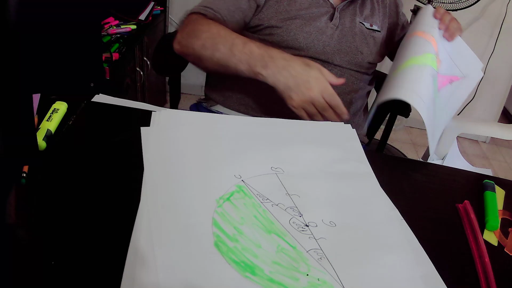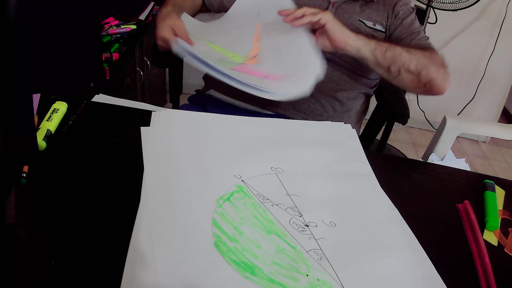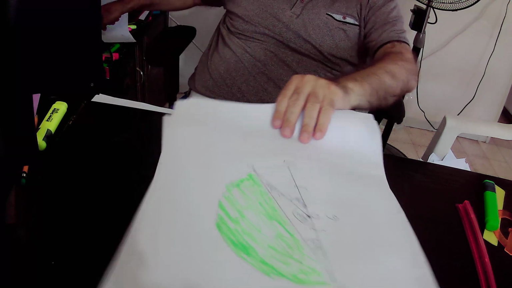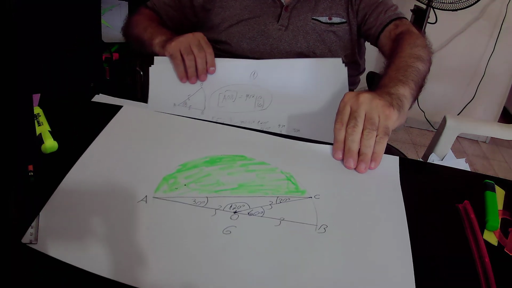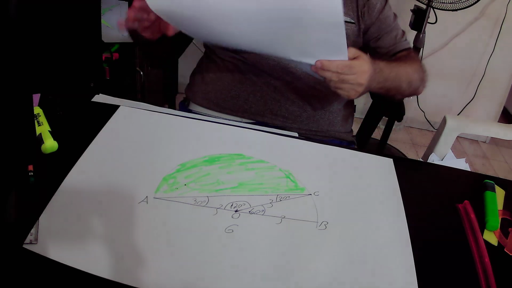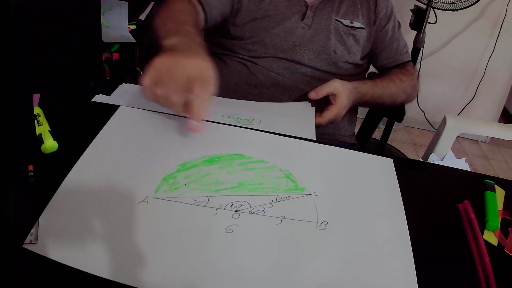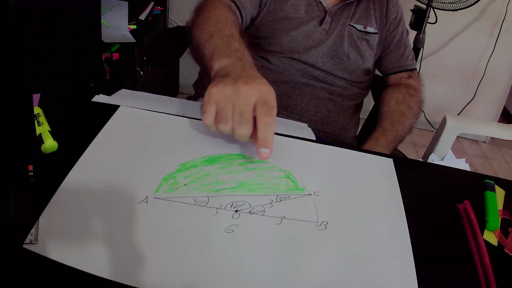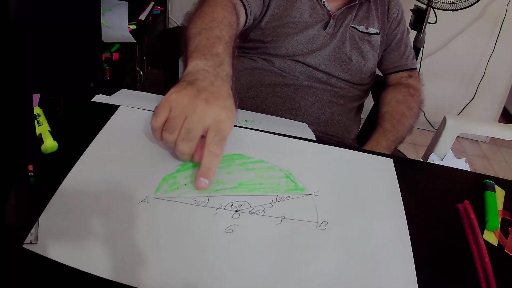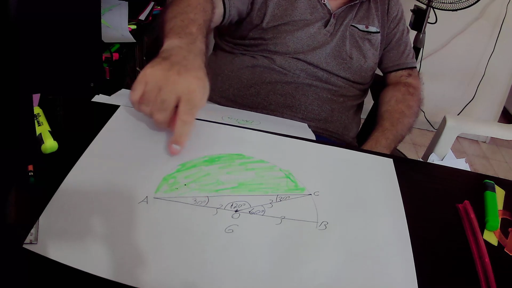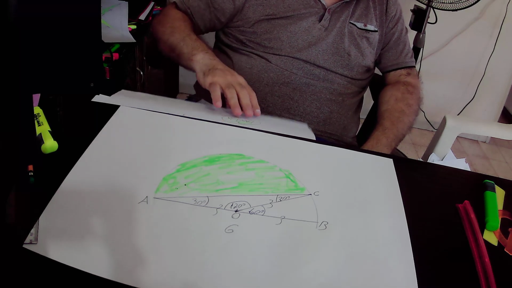So in the drawing we have a semicircle, and we know that AB is the diameter of the semicircle, that is equal to 6 units. Angle OAC, this angle equals 30 degrees, and our mission is to find out the area of the green shape.